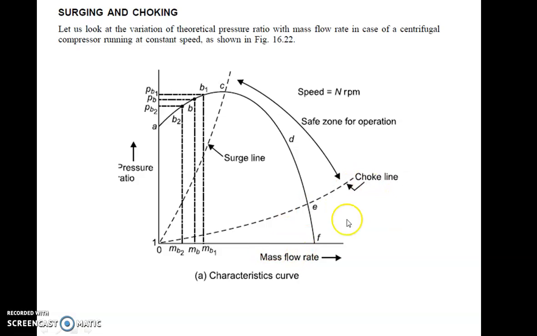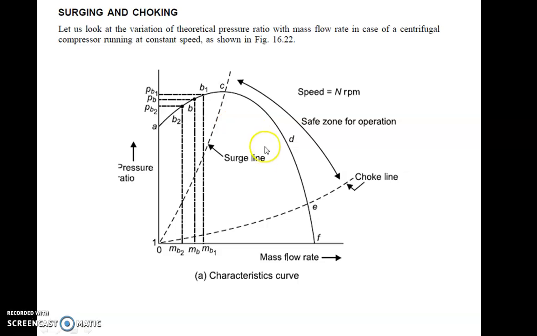Choking means maximum mass flow rate. We have heard the word choke: if a pipeline is choked, it means the mass flow rate has become maximum in that pipeline. Further you can't supply the fluid because of choking happening in the pipeline. So maximum mass flow rate is called the choking condition, shown by the dotted line at point E. And what do you mean by surge? This is the maximum mass flow rate condition and this is the minimum mass flow rate condition. Through this range only the pump or the compressor will operate. That is called the safe zone of operation.